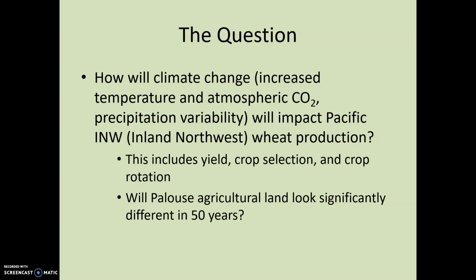This includes crop yield, maybe changing crops, crop selection, crop rotation techniques. Is that going to change? And ultimately, how I boiled it down was, will Palouse agricultural land look significantly different in 50 years? So let's go.